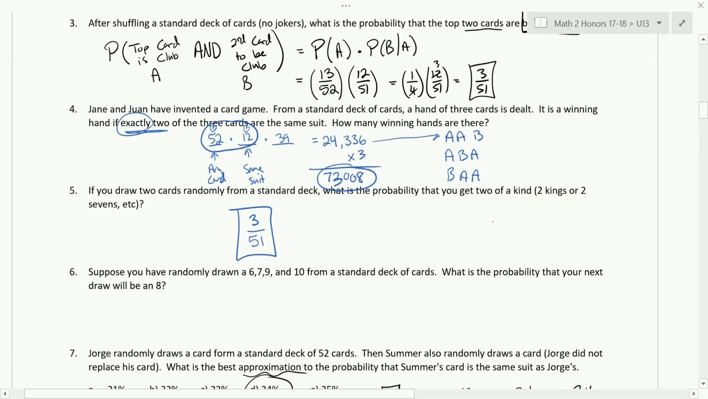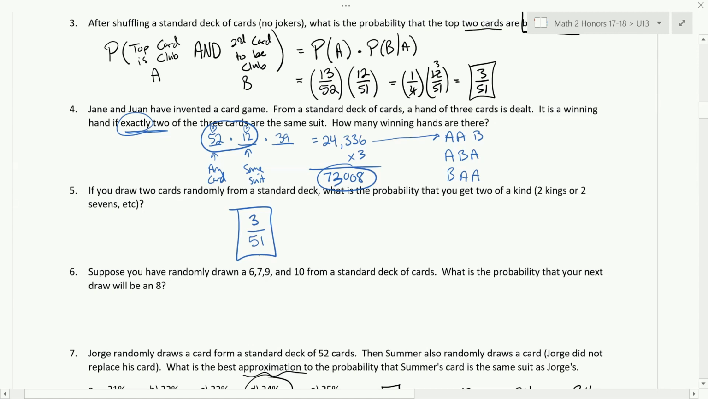Number 6. Suppose you have randomly drawn a 6, 7, 9, and a 10 from a standard deck of cards. What's the probability your next will be an 8? So you're trying to get a straight, right? You're trying to get all the numbers in a row, and you like that 8.